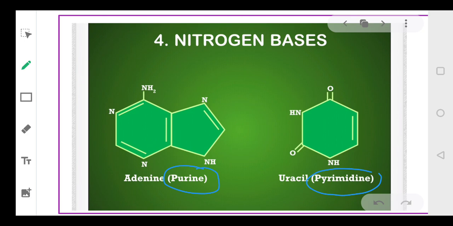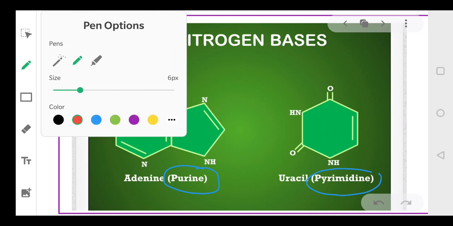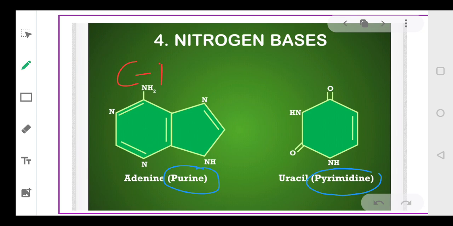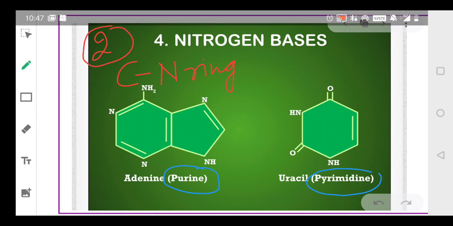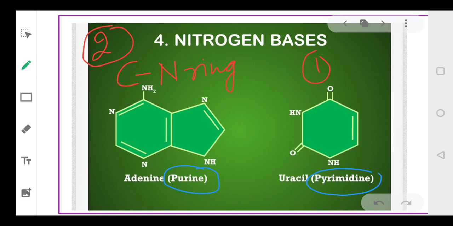If you look at the purine and pyrimidine, dear students, you will find that in case of purine you have 2 carbon nitrogen rings. यहाँ पर आपकी 2 कार्बन और नाइट्रोजन से बनी हुई रिंग्स हैं, ठीक है. In case of pyrimidine there is only 1 ring, and this ring is made up of carbon and nitrogen. In purines, there are 4 nitrogen atoms, but in case of pyrimidines we only have 2 nitrogen atoms.